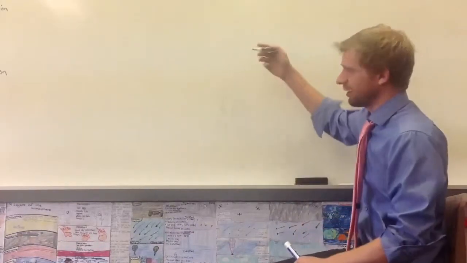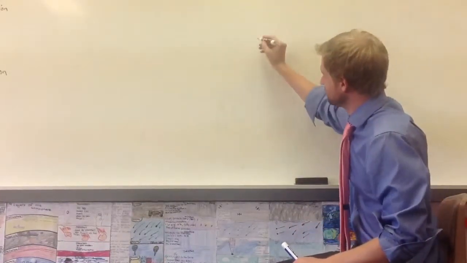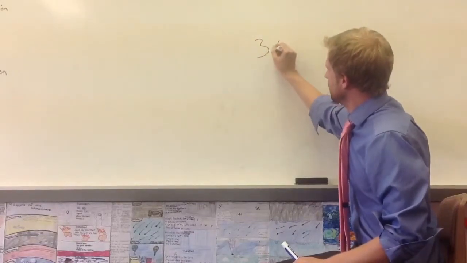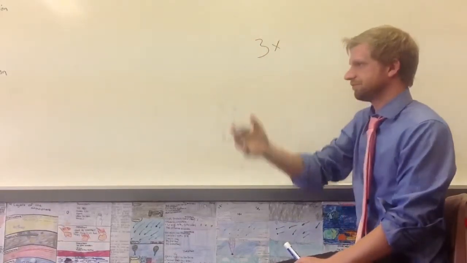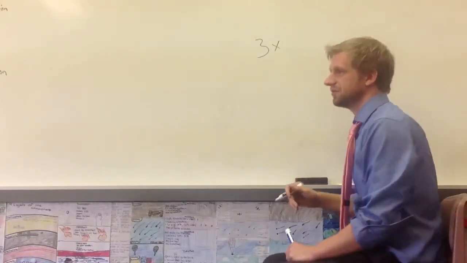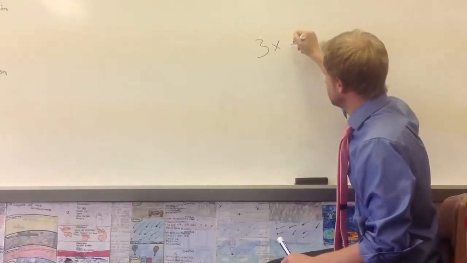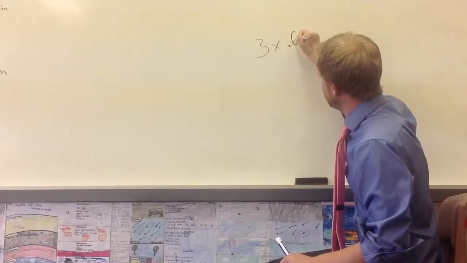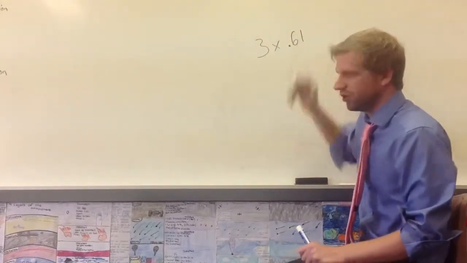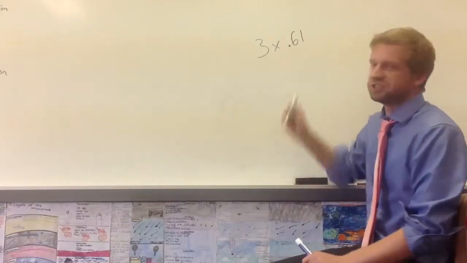So what we're going to do is look at a problem first. Let's look at 3 times, let's say, 61 hundredths, sorry. 3 times 61 hundredths.